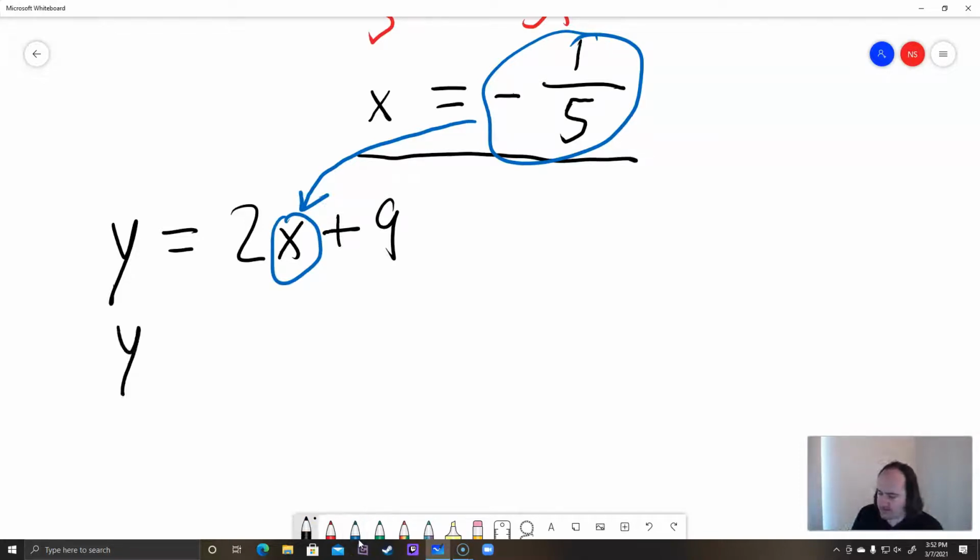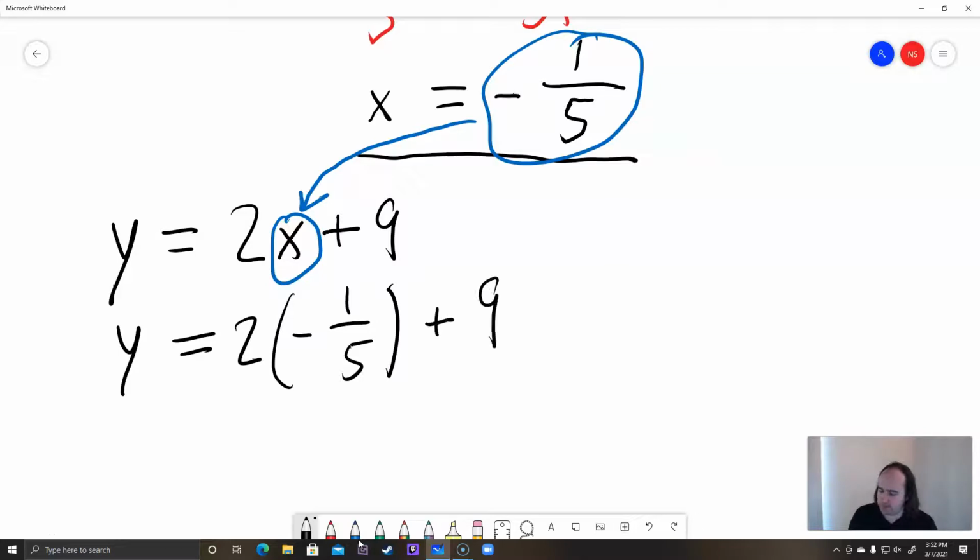Okay, so now we're going to have y equals 2 times negative 1/5 plus 9. Now, how do you do 2 times negative 1/5? People always forget fractions. Well, remember that 2 is the same as 2 over 1, because if they don't write the denominator, it's automatically 1. Okay, so this is going to be 2 over 1 times negative 1/5.